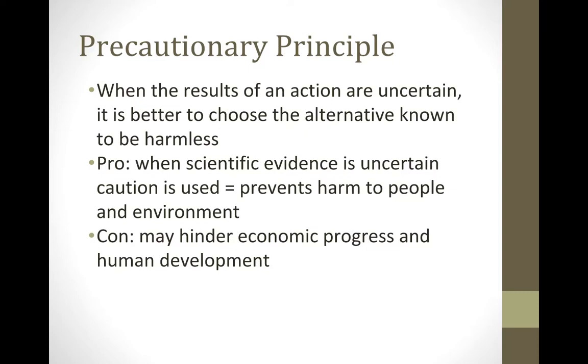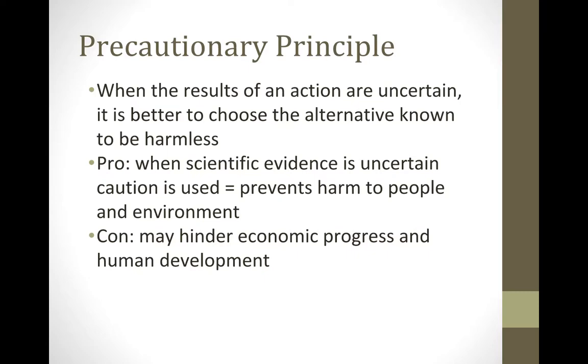So for example, if we are trying to decide whether or not to use this new kind of pesticide that's been developed, and we don't have clear scientific results, like maybe the results are uncertain, or some of the tests show that this pesticide would be harmful and some show that it wouldn't be, we should err on the side of caution and say, let's not use it, because that's the alternative known to be harmless.